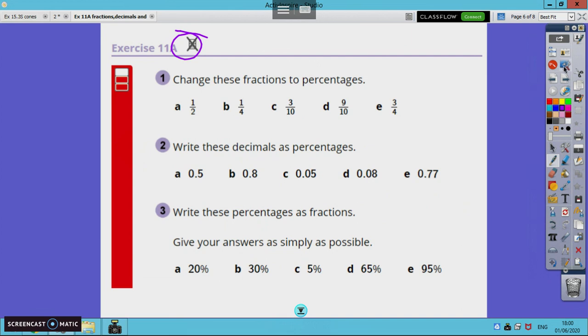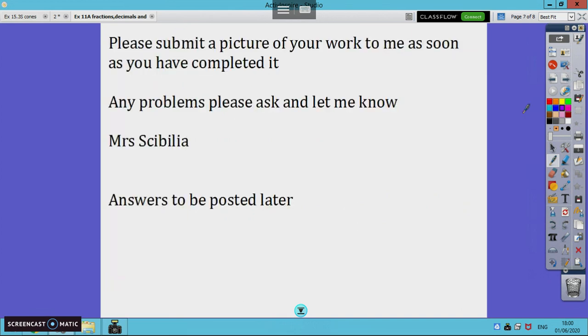So once you've done those, as usual, please submit a picture of your work or email it to me, whichever works for you, as soon as you've completed it. Any problems, just ask me and I'll explain any of those questions to you. As you know, I usually get back to you very, very quickly, so don't just sit there being stuck. Please ask for help.